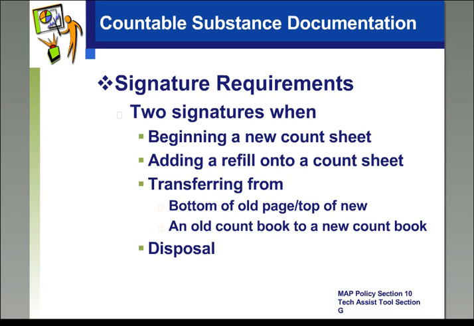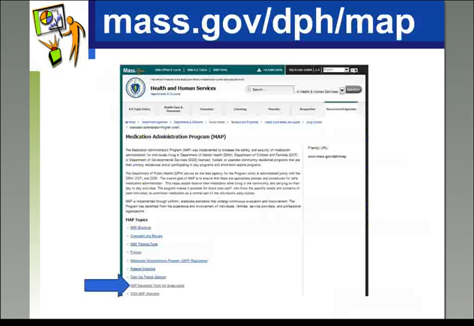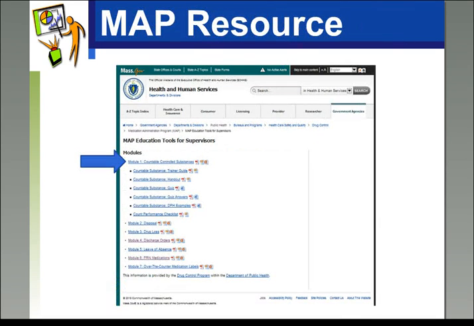2 signatures are also required when a countable med is disposed of. The entry must explain the reason for disposal, such as refused, discontinued, or dropped. I will look for the same reason on a corresponding disposal record. For additional information, use the MAP-friendly URL, click on MAP Education Tools for Supervisors. Countable Controlled Substances is Medication Education Module 1.